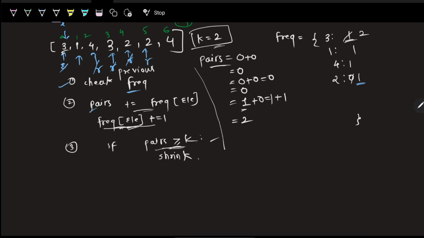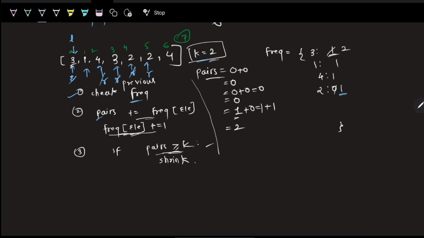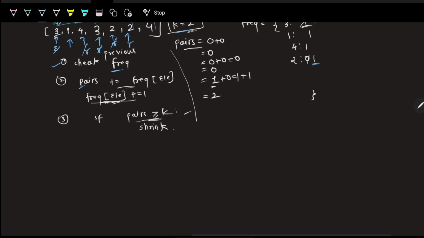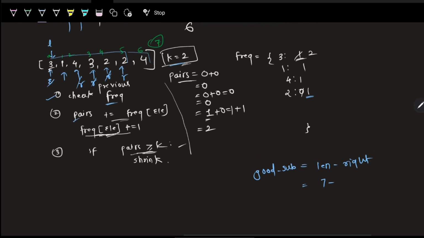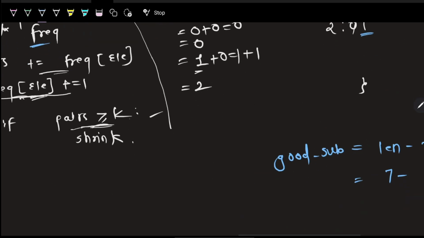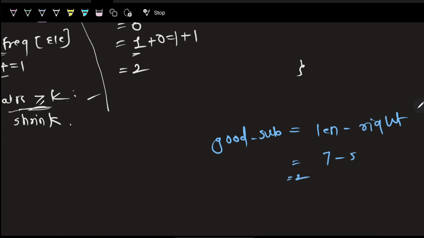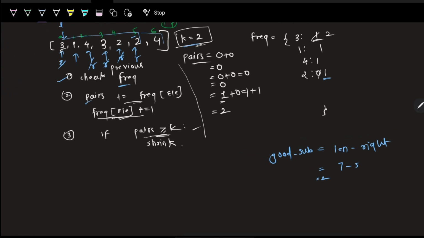First of all, before shrinking, we have to count the number of good subarrays, because I have got k pairs now. So how many good subarrays can I generate? First of all, this would be the 1. Correct. This would be the 1. This would be the second. That is length minus right pointer index. So good subarrays would be nothing but length minus right index. Length is 7. Right index is, right is here at 5th. Correct. So 7 minus 5, that will be 2. So good subarrays will be 2 now. I can generate 2 subarrays so far.